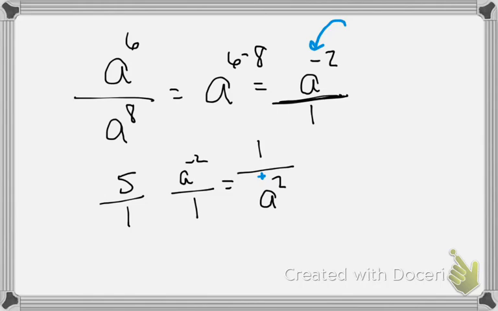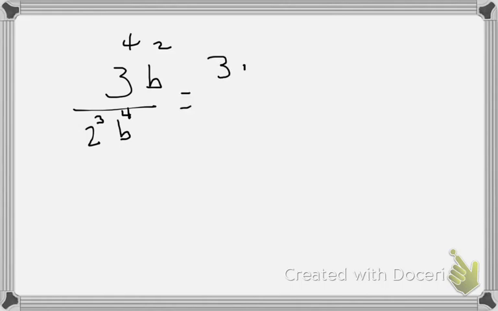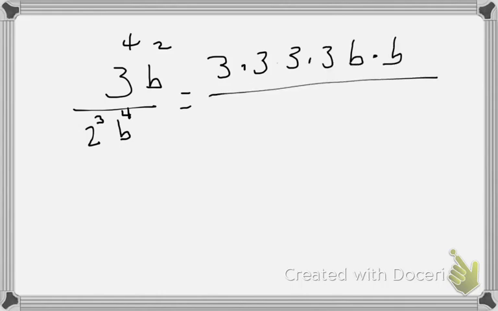Let's look at one more little thing, and then I'm going to go on. Let's say 3 to the 4th power, b to the 2nd power, over 2 to the 3rd power, and we'll just say b to the 1st power, so just b. Well, we can make it b to the 4th power. How do we do this? There's a couple things you can do. You could actually write each of them out, just like we did earlier.